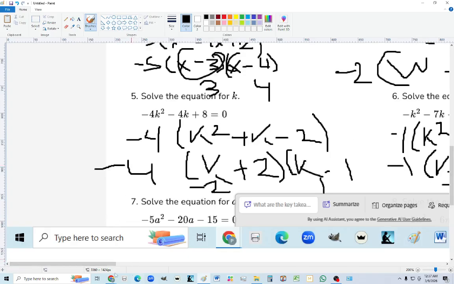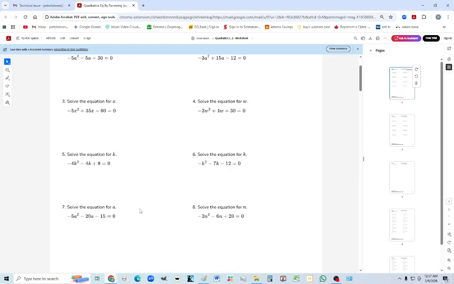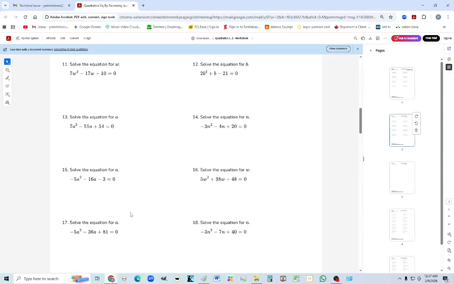Okay. And they're all like that. I don't really have time to do them all. Some of them you won't be able to factor out perfectly.